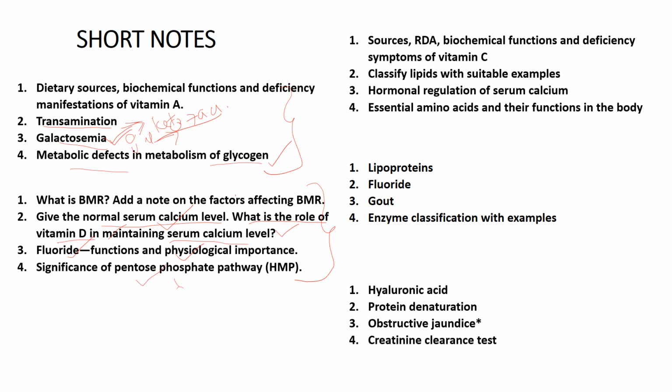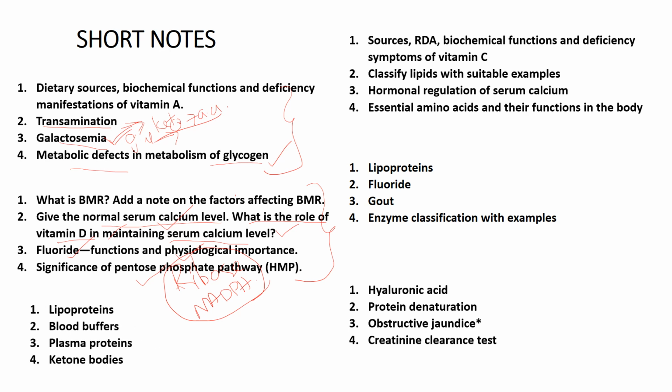And the significance of the pentose pathway, I repeated: ribose is produced as well as NADPH is generated. So these things are produced in the HMP pathway. That is the significance of the HMP pathway, so that you have to write.